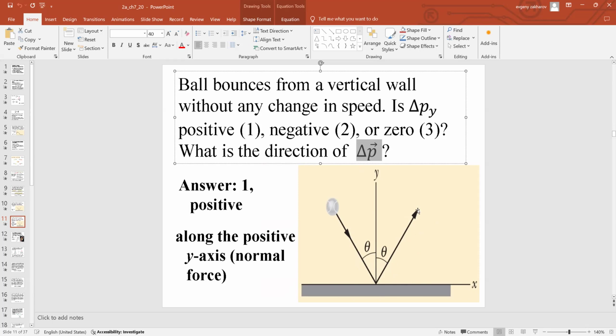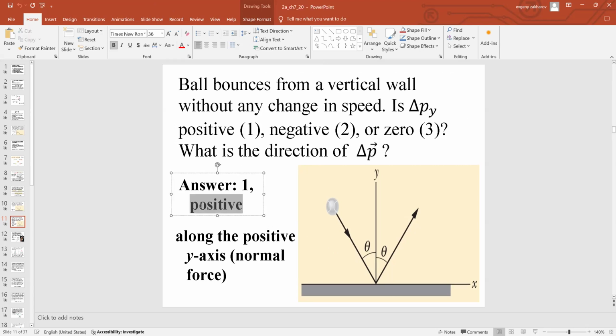So it's something positive plus some more positive. The overall change must be positive. And what kind of a change? How much of a change? It's going to be exactly mv cosine theta here and cosine theta there. So it's going to be double the mv cosine theta.